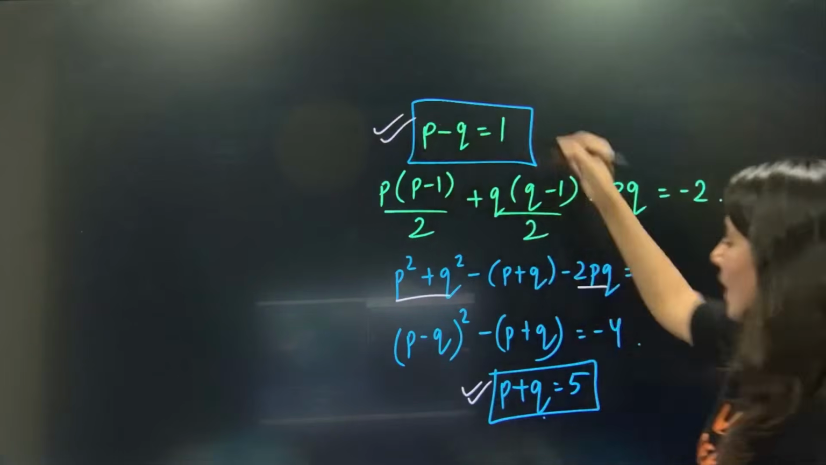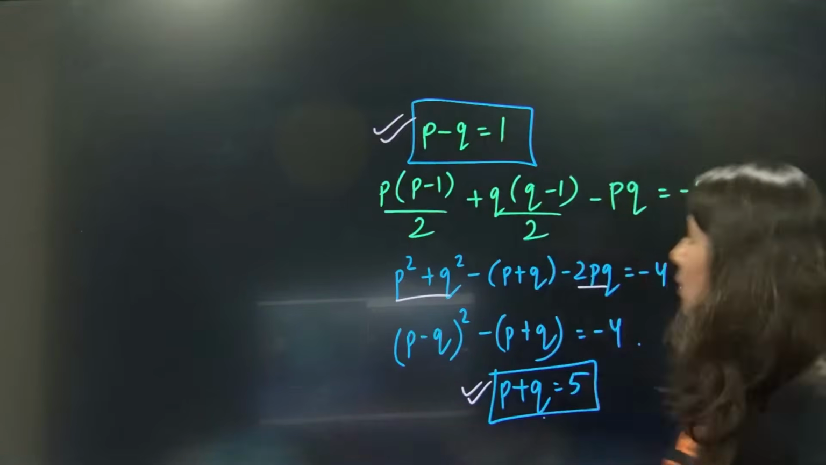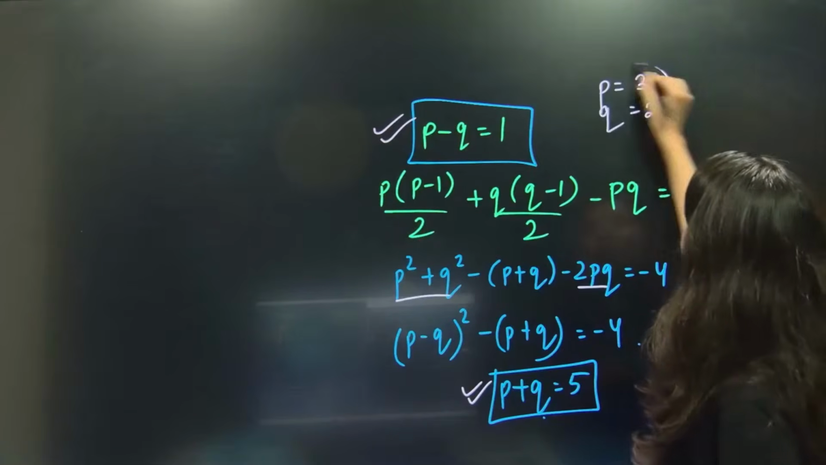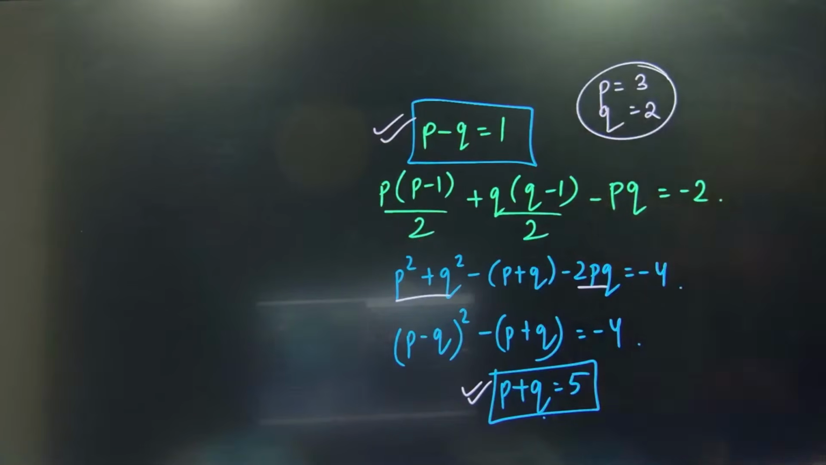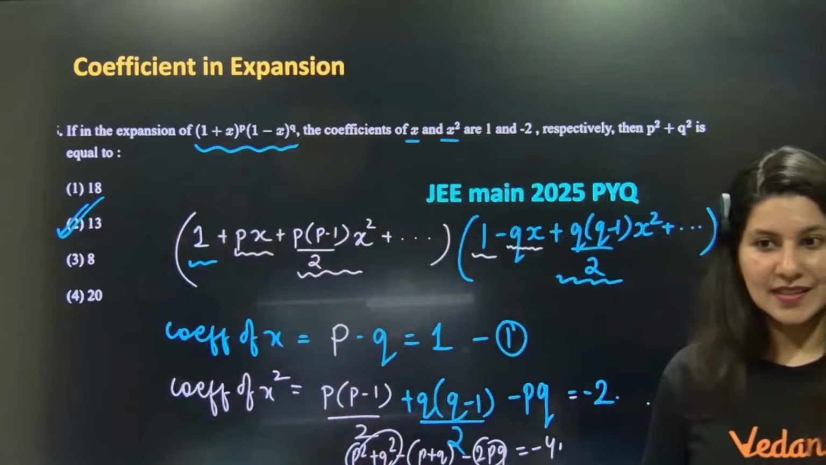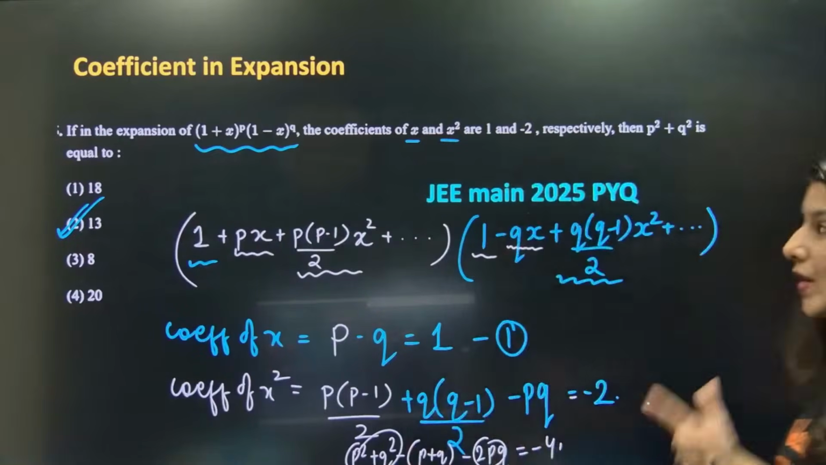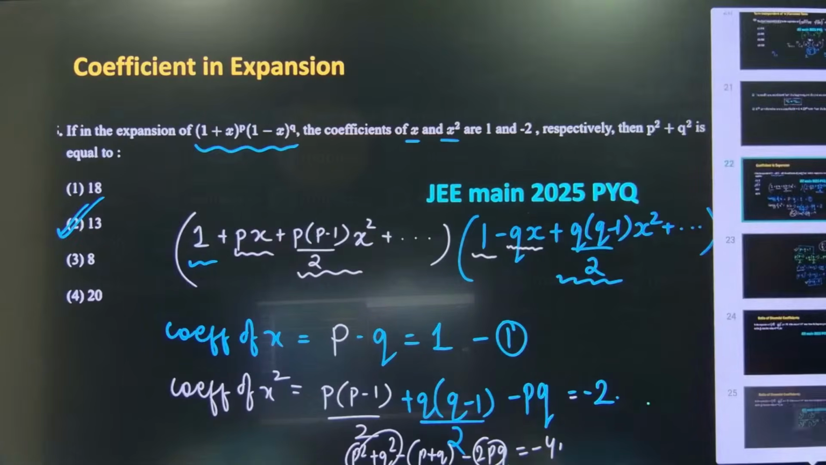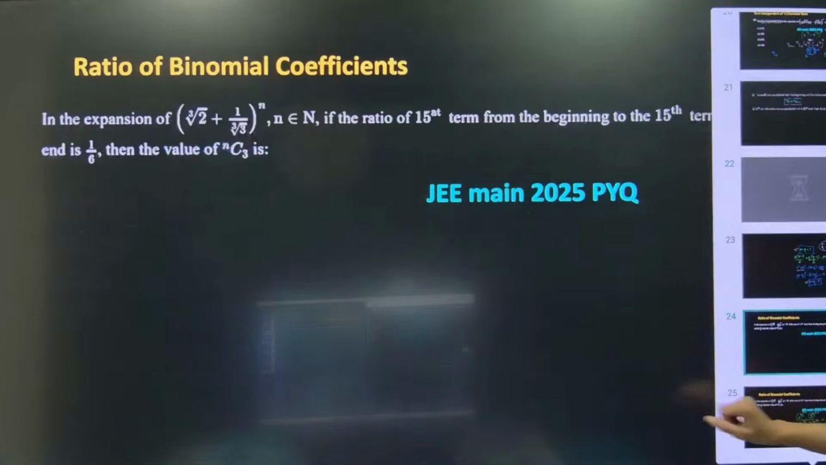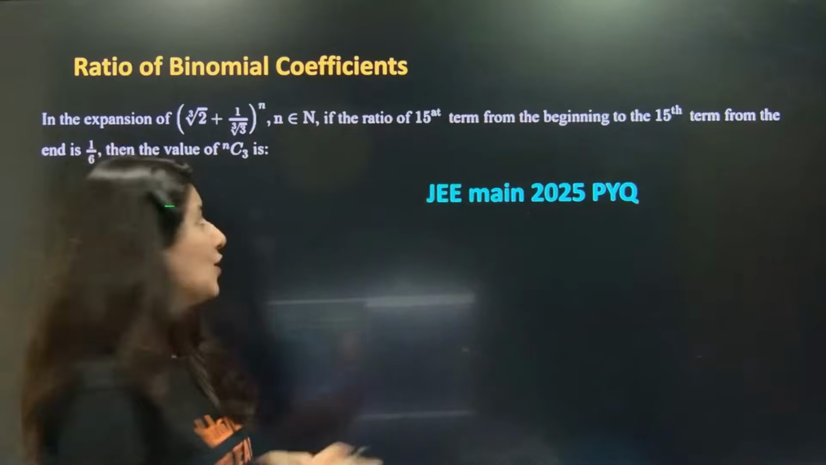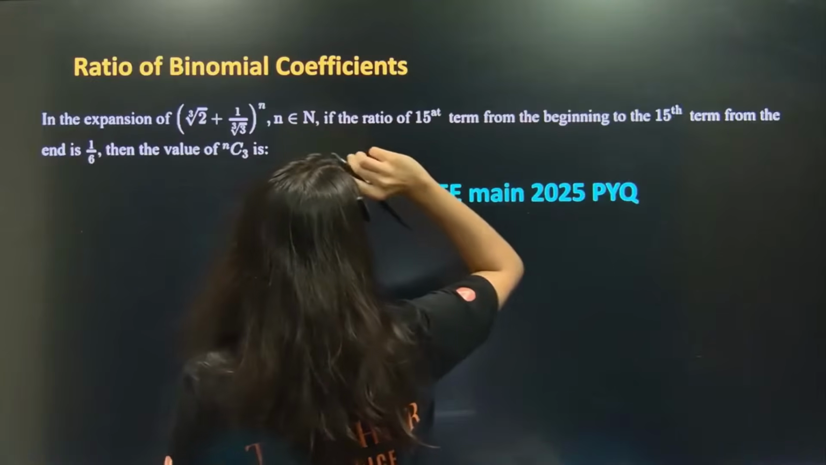p minus q is 1, p plus q is 5, just equation solving. p will be 3 and q will be 2. So p square plus q square they are asking, so 9 plus 4, 13 is the right answer, my dear students. Give me a big thumbs up if you are understanding this question. Binomial theorem, I would say not a very difficult question. Okay, clear.